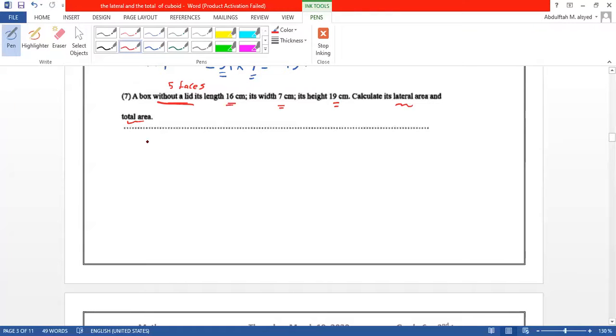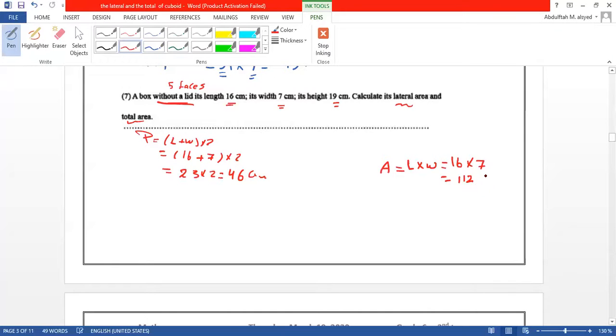We will follow the steps we are used to. First, find the perimeter equals length plus width times 2, equals 16 plus 7 times 2, equals 23 times 2, equals 46 centimeters. Also, the area equals length times width equals 16 times 7, 112 centimeters squared. Also, the lateral area equals perimeter times height, 46 times 19 equals 874 centimeter squared.